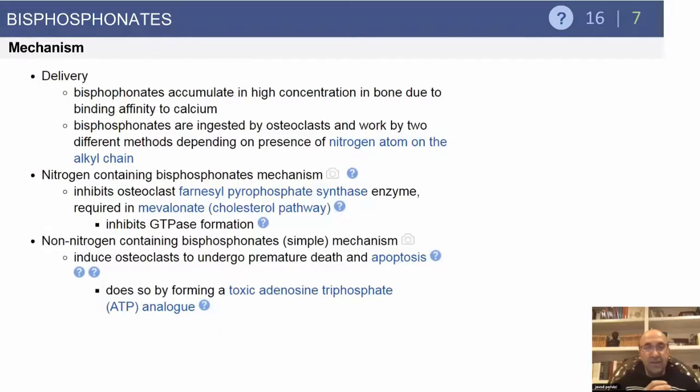Bisphosphonates accumulate in a high concentration in bone due to their affinity for calcium. They are ingested by osteoclasts, and they work by two different mechanisms depending on the presence of nitrogen or not. Nitrogen-containing bisphosphonates inhibit the farnesyl pyrophosphate synthase enzyme and inhibit GTPase formation, so they act through a different enzyme pathway than non-nitrogen containing bisphosphonates, which work through apoptosis and cell death.